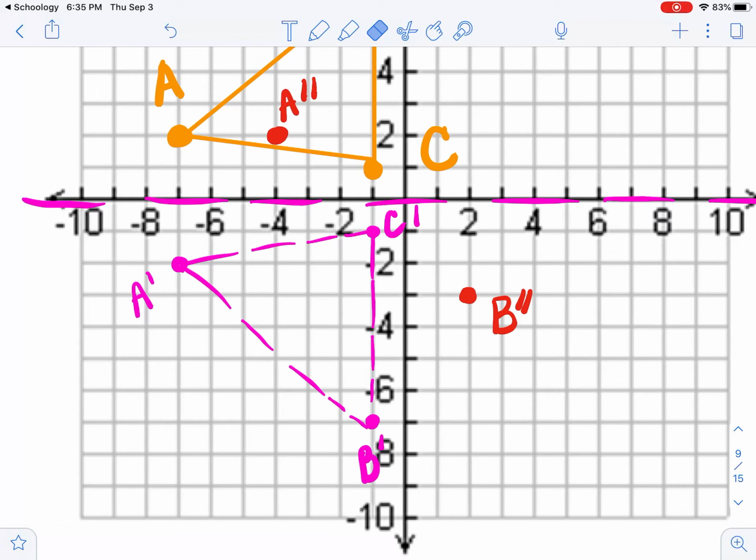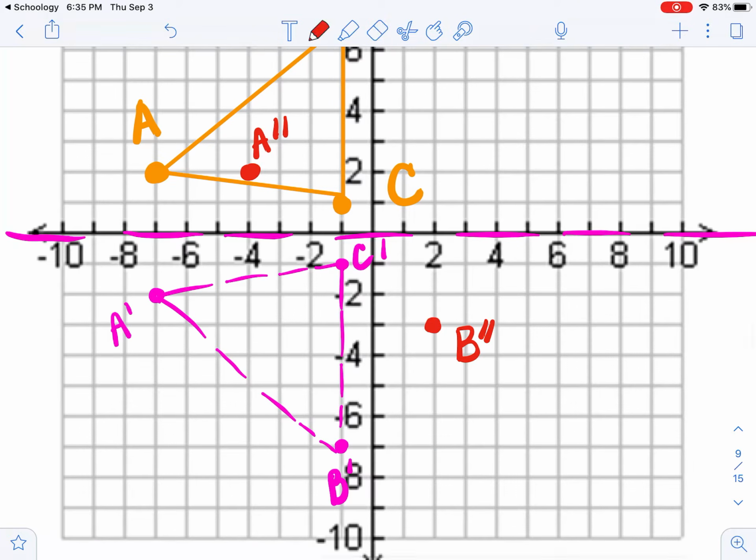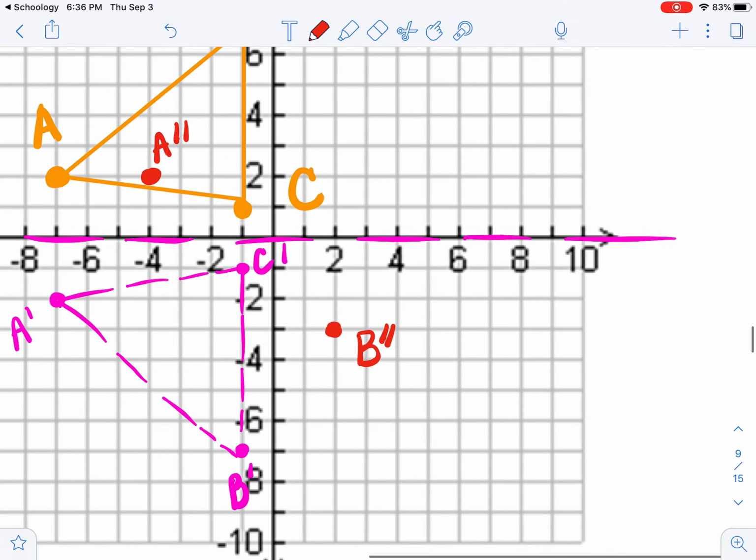If you're doing what I'm doing by helping you count, just erase it when you're done. You don't want to add extra points. Finally, C, right 3, up 1, 2, 3, 4. C double prime.